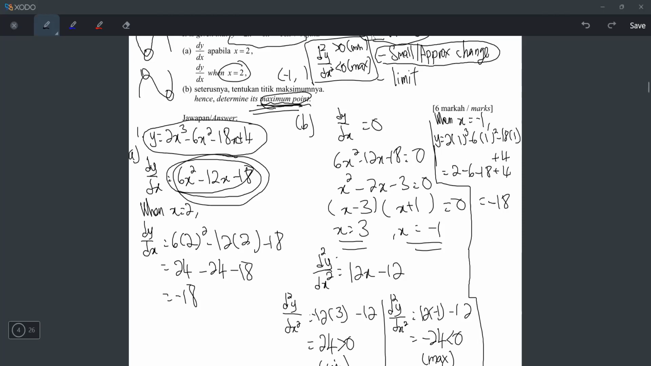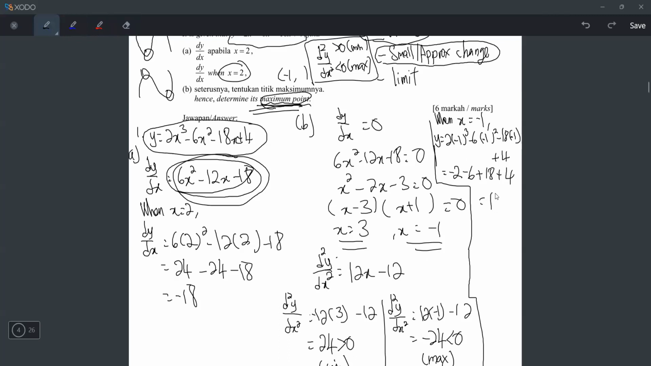-1, right? Oh, this one is -1. Sorry. This one is -1, -1, -1, not +1. So let's change a bit. If it's -1, then -1 power 3 is -1, -1 times 2 is -2. And then -1 squared is +1, +1 times -6 is -6. -1 times -18 is just +18 plus 4. Now we take out again: -2 minus 6 plus 18 plus 4.